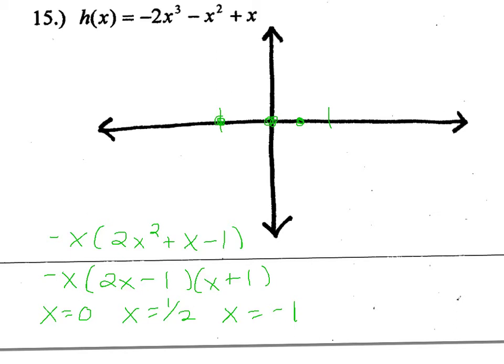And since I have an odd degree with a negative leading coefficient, I know my graph is going to start up and end down. And none of my zeros have a multiplicity, so it's just simply going to go through each of my zeros.